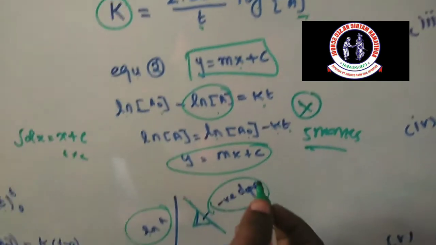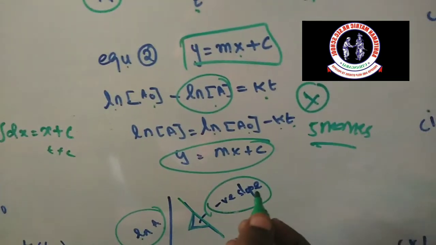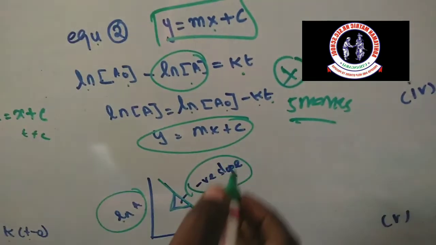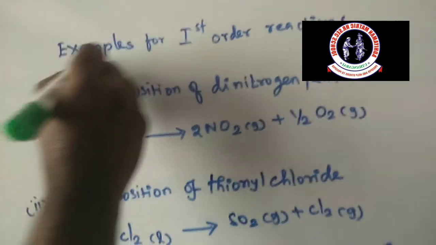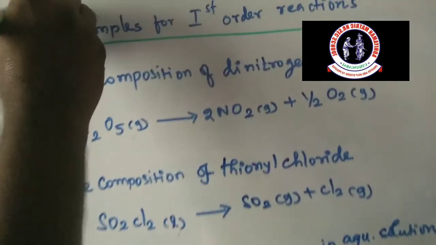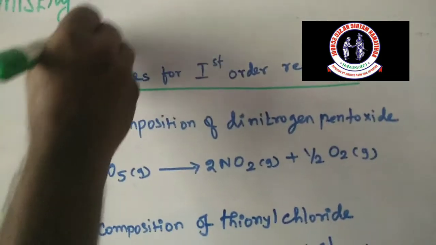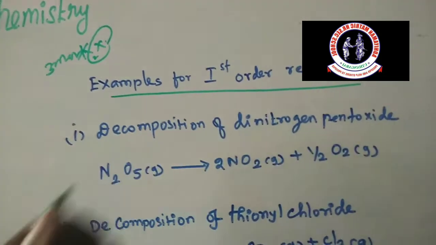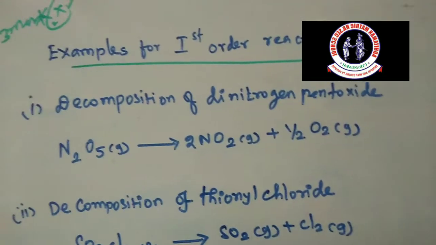Derive the first order rate constant for the reaction. Okay, next question: examples for first order reactions. This is a 3 mark question, very important. 3 marks: what are the examples for first order reactions?